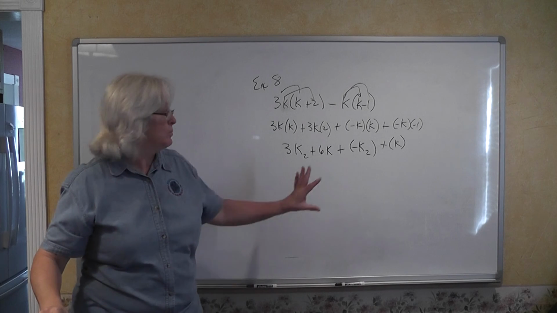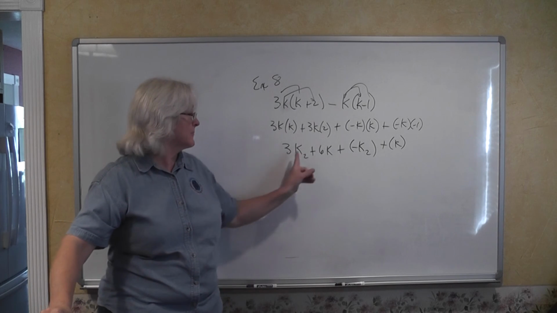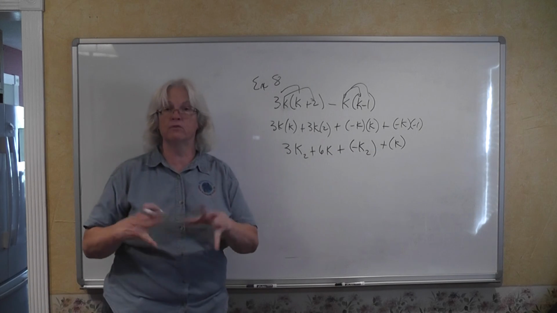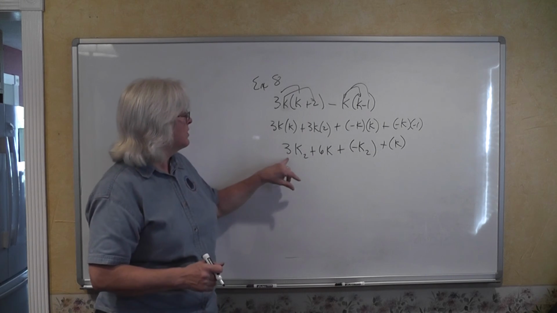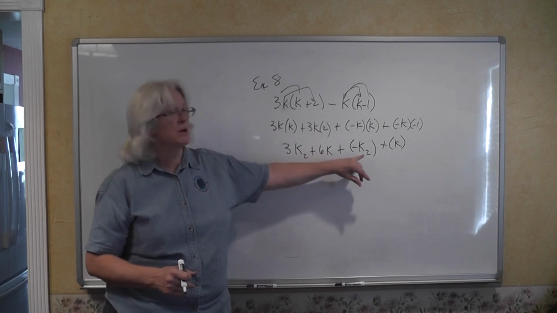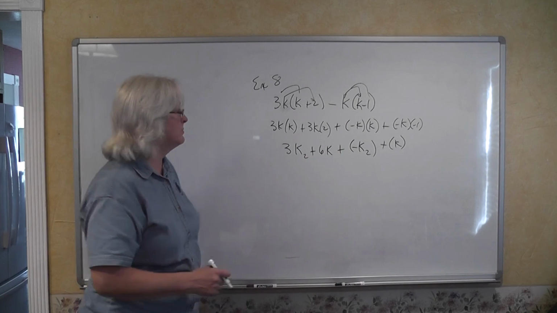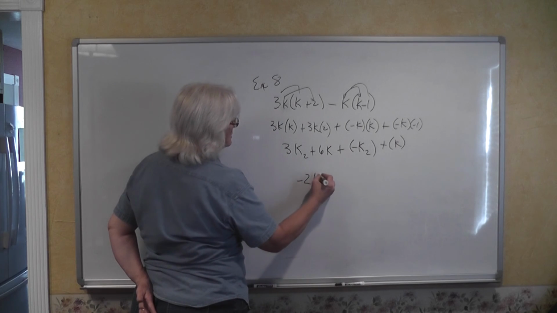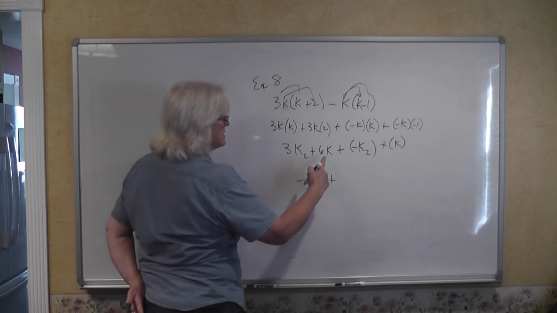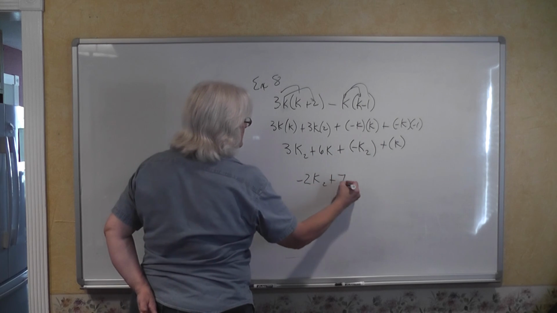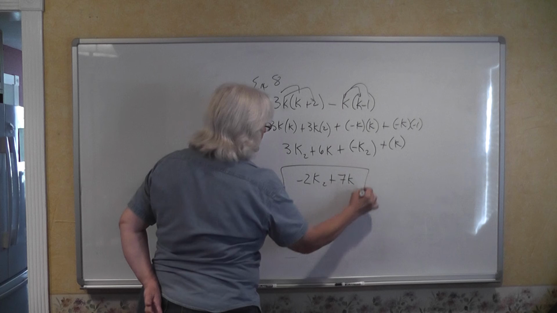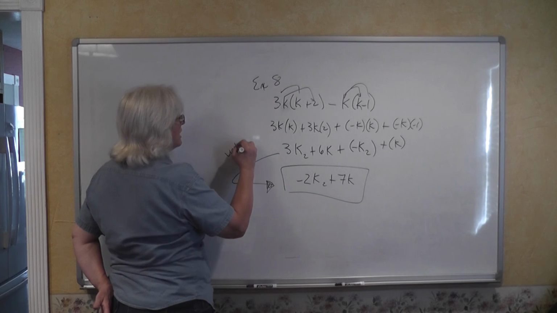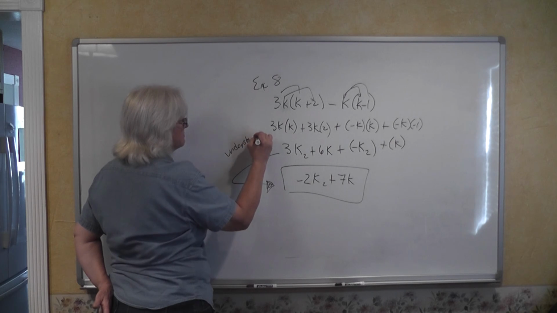So, how can we simplify like terms here? We have k squared, k, and k. So we have two pairs of like terms. 3k squared plus a negative k squared, 3 plus a negative 1 is a negative 2k squared plus 6k plus 1k is 7k. Make certain that you understand how you arrived at this solution.